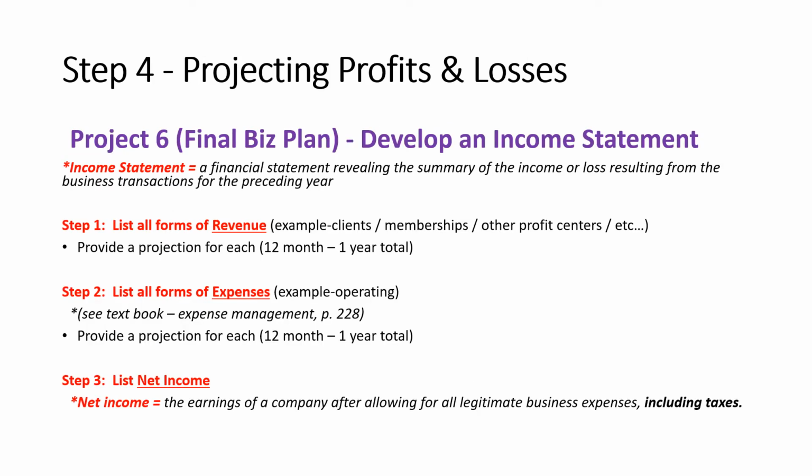So when we're projecting profits and losses, you're going to develop an income statement with your final business plan. They're going to talk about all these different budget types. When we ask about a budget of any type, we're talking specifically an income statement. And it's made up of these 3 steps. You're going to list all your forms of revenue. And again, I want you to do your number 1 revenue generator and then be creative with additional profit centers. And again, you'll do a projection for each of those months.